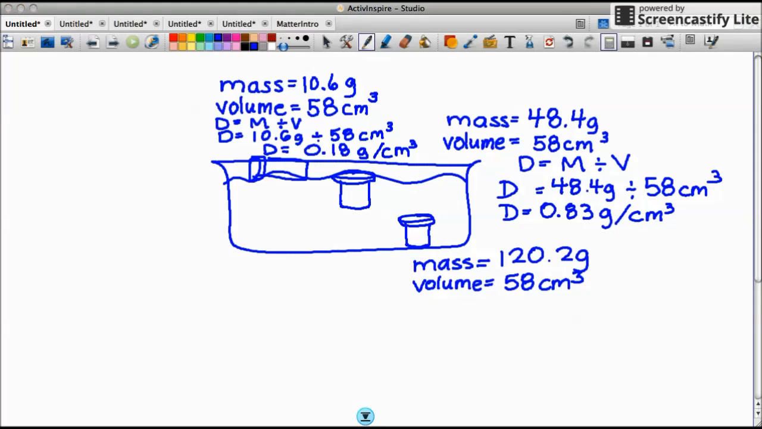Cole, you choose someone to pass on to do the one that sank. He's giving it to Isaac, so I'm going to rewrite it under here. Make sure you're writing what I write. And I'll need someone with very nice handwriting for Reagan and Addison to copy. And this one, the mass is 120.2 grams. And volume, of course, still the same.